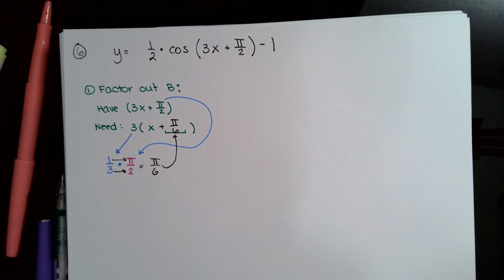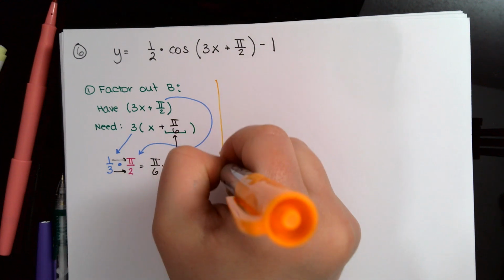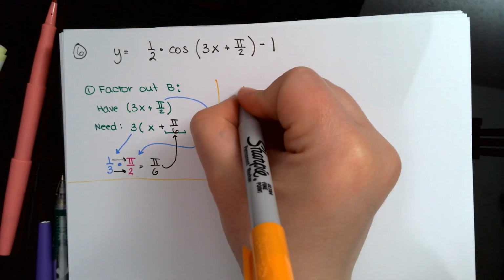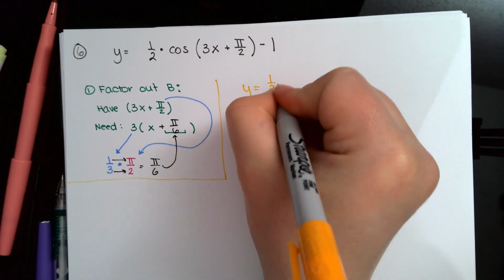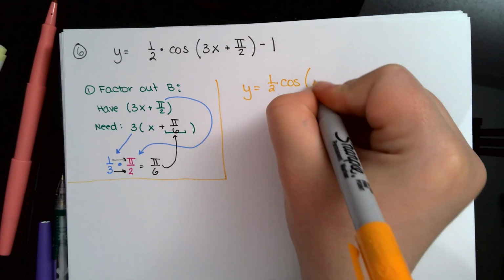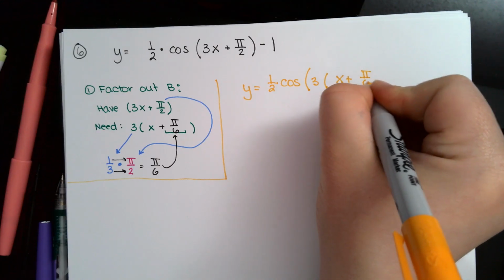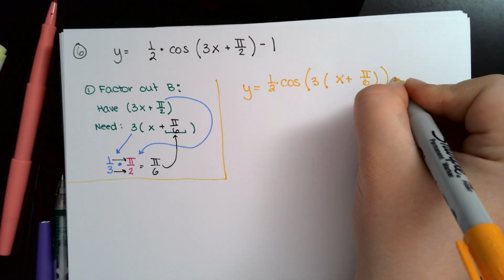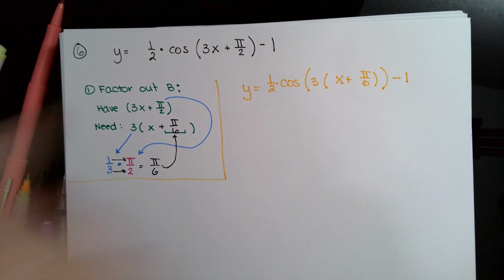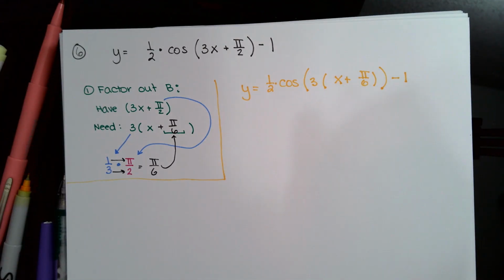Please do not forget that at this point you do need to rewrite your equation. I'm going to separate this out, and write my equation here. Y is equal to 1/2 times cosine of 3 of x plus pi 6, close it, and minus 1. Here we can start identifying our values. And our values are like amplitudes and trying to get more colors here.